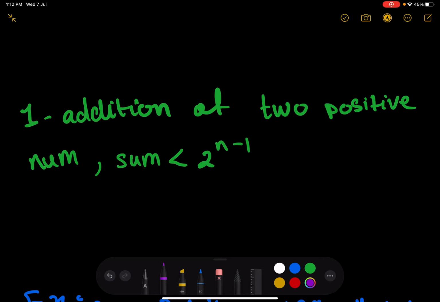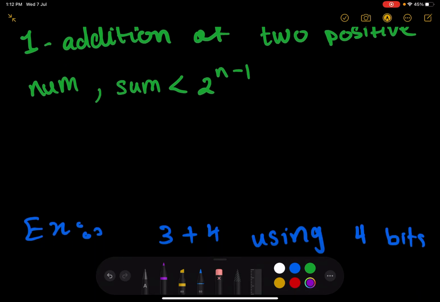When you are adding two positive numbers, you may have an overflow or you might not, based on some conditions. If the sum of the two numbers is less than 2 power n minus 1, you will not get any overflow. What do we mean by n? N here is the number of bits.